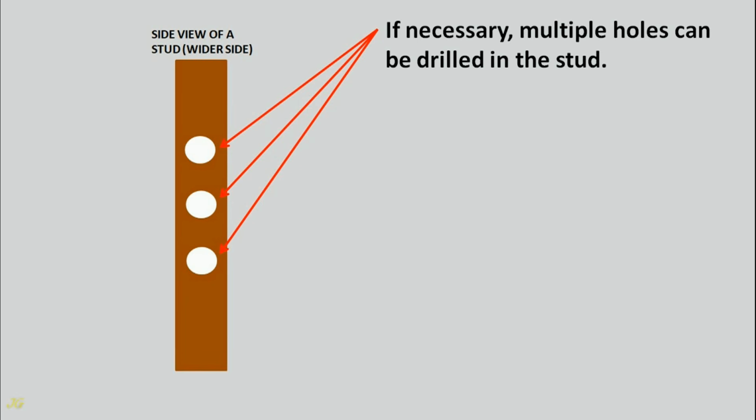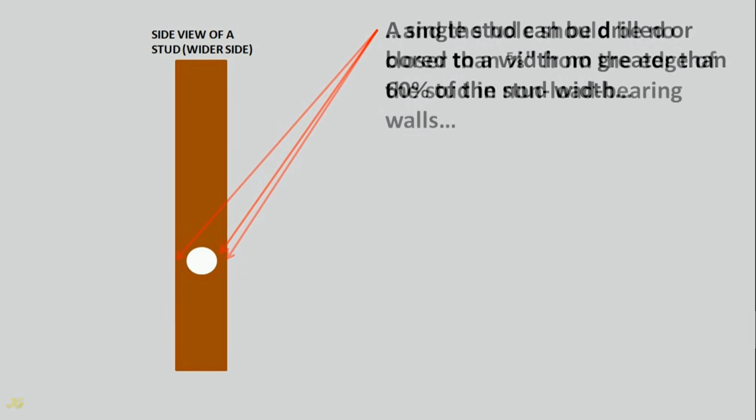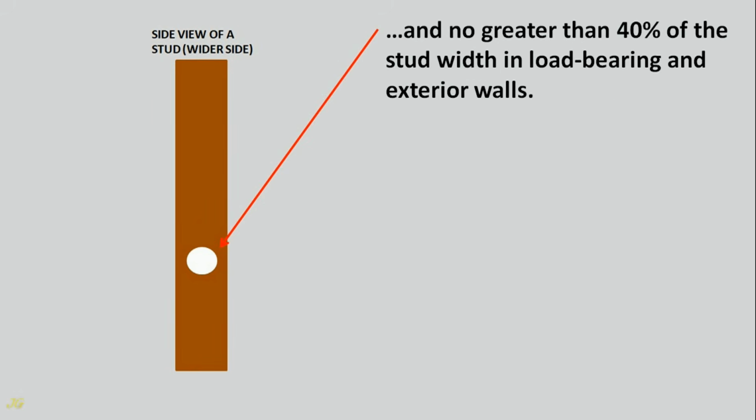If necessary, multiple holes can be drilled in the stud. A single stud can be drilled or bored to a width no greater than 60% of the stud width, and the hole should be no closer than 5/8 inch from the edge of the stud in non-load-bearing walls, and no greater than 40% of the stud width in load-bearing and exterior walls.